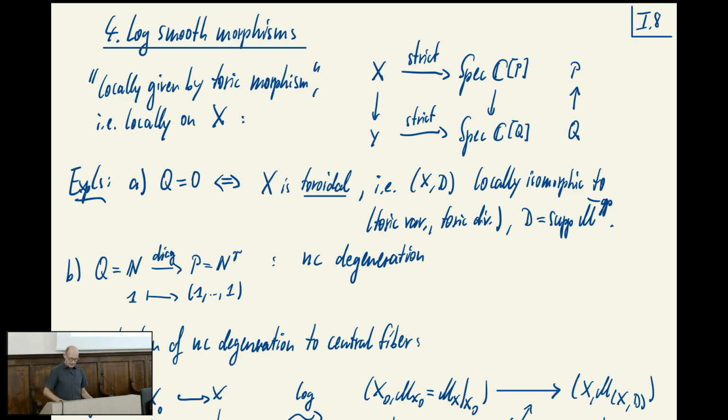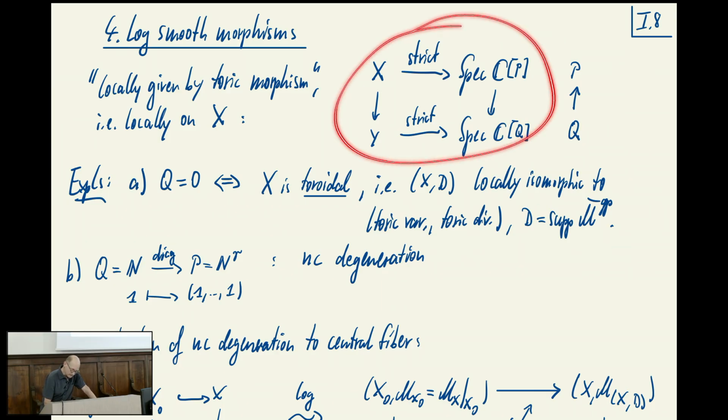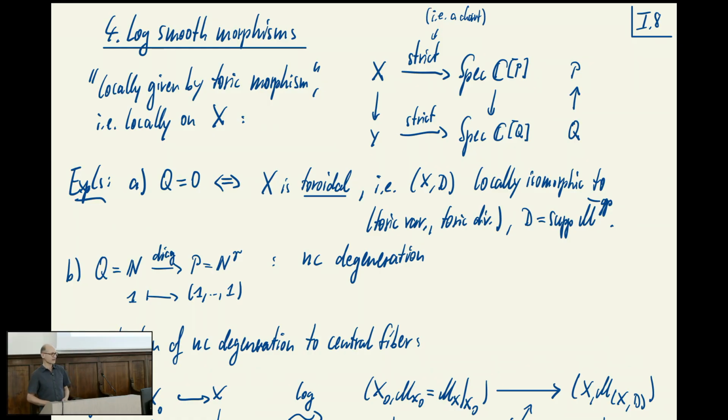And the definition is a morphism of log schemes is called log smooth if it is kind of locally given by a toric morphism. So this means as follows. Locally on X, you have a diagram like this. I didn't introduce notations U or something, but there's a map X to Spec C[P] that is strict. That means it's a chart, actually. If it's a strict morphism, this means it's a chart, i.e., a chart. A strict morphism to a toric variety is just a chart. So you have charts for X and Y, and then a toric morphism here. So this means it's given by a homomorphism of monoids Q to P.